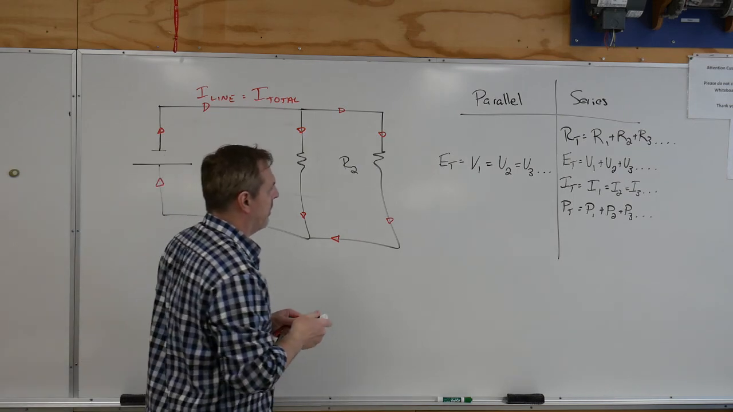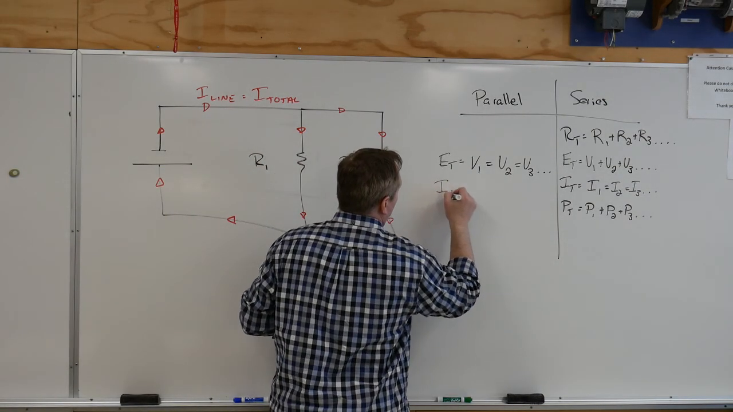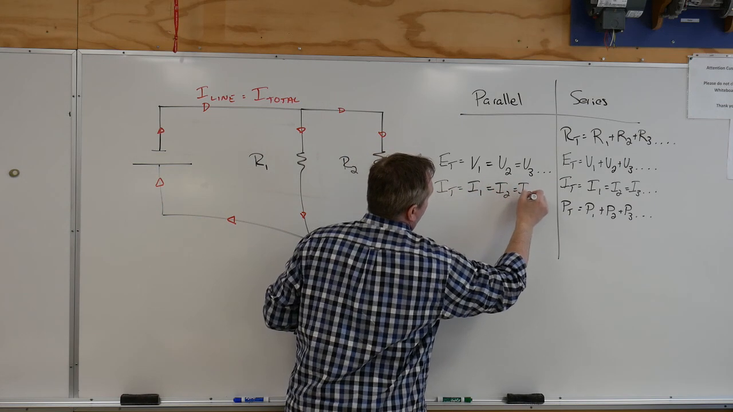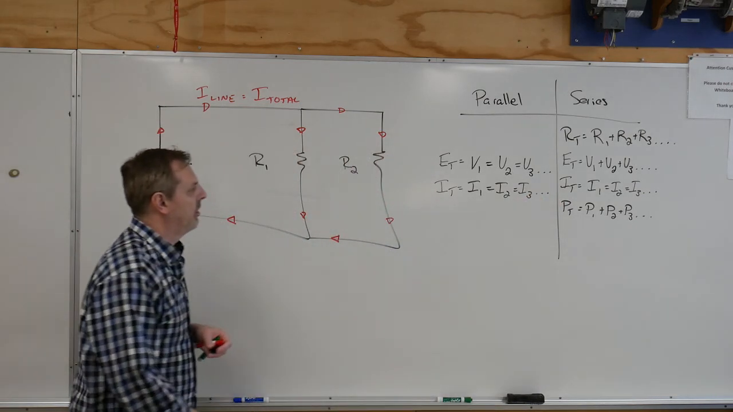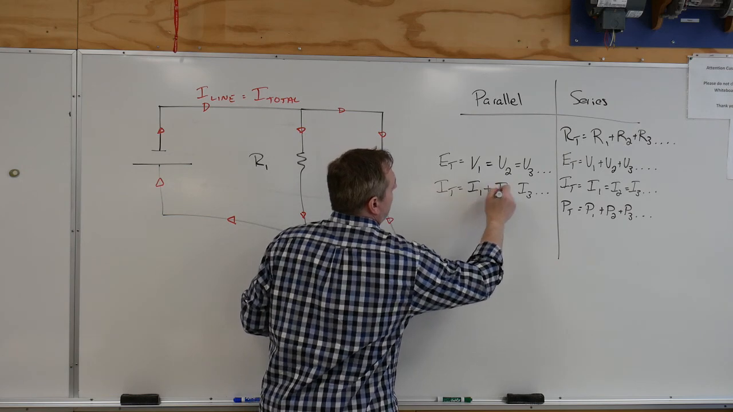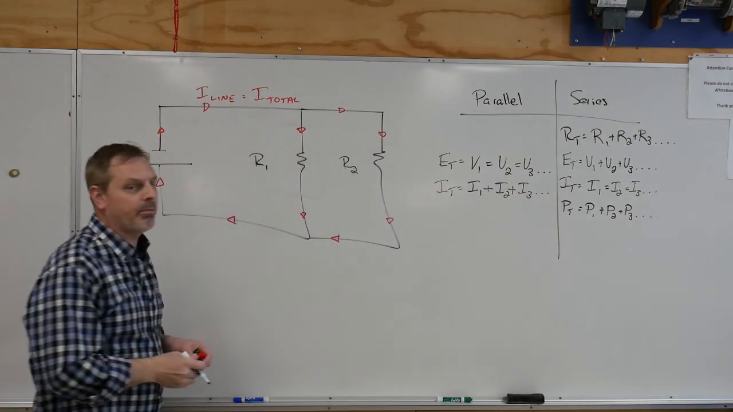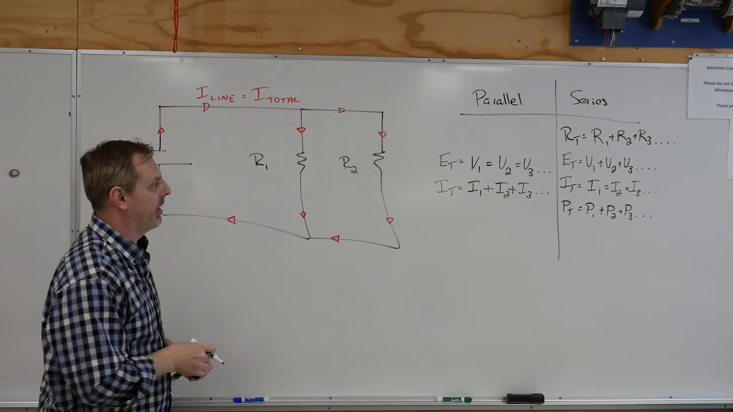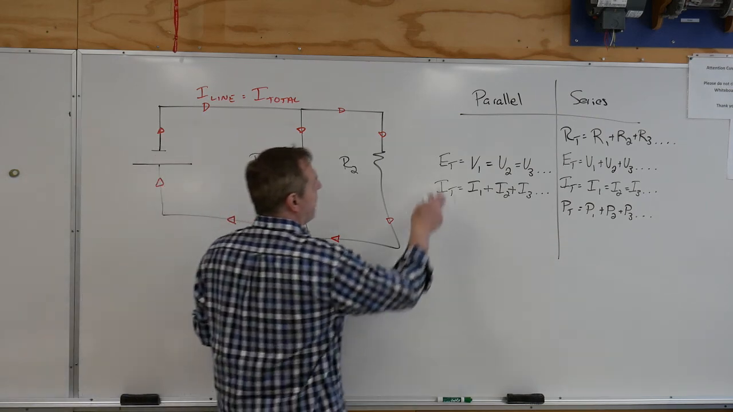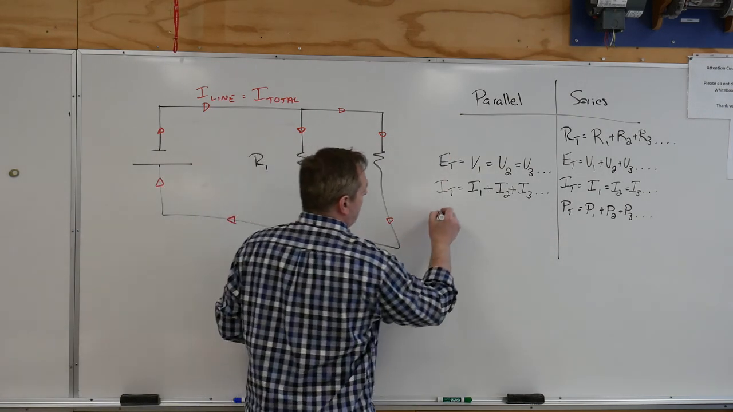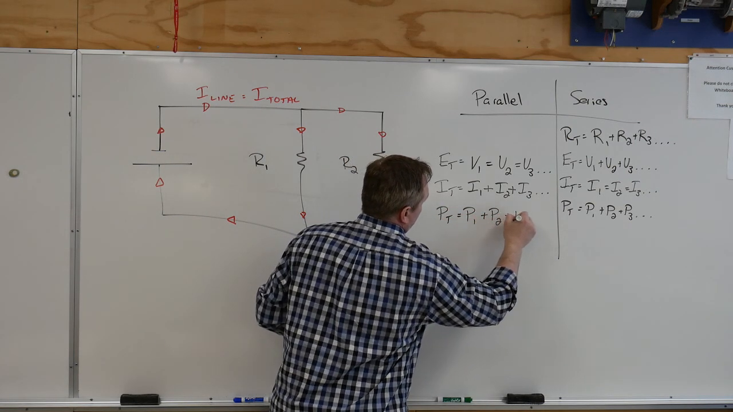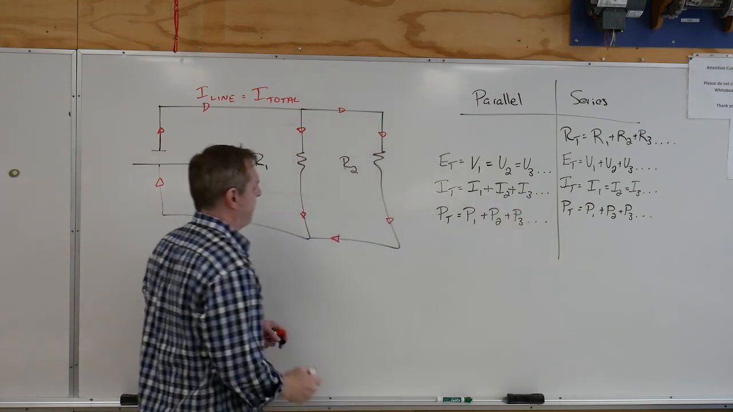So if I wrote a rule for current, I could say my I total is equal to I1, which is equal to I2, which is equal to I3, dot, dot, dot. Nope, did I get that right? That's wrong, okay? We add them together, don't we? So there's the big difference between series and parallel right there. Okay? Now, power totals, I'm leaving resistance for last because we'll talk about that in a minute. Power total is the same for series and parallel. We can always add them all up.